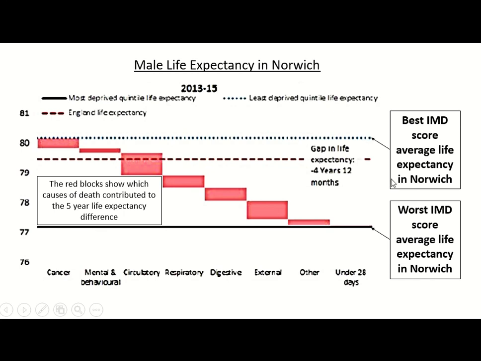The key thing here is the difference between these two areas of Norwich. And what you can see, this red dashed line in the middle, is England's average life expectancy. So if you live in a wealthy part of Norwich, you live on average more than the average life expectancy of someone else in England. Whereas if you live in the worst parts of Norwich, your life expectancy is far lower than the average Brit. Okay, now that's for male life expectancy in Norwich.